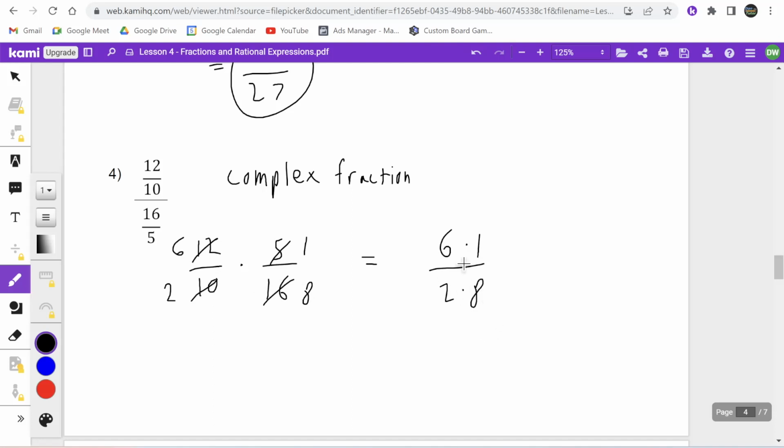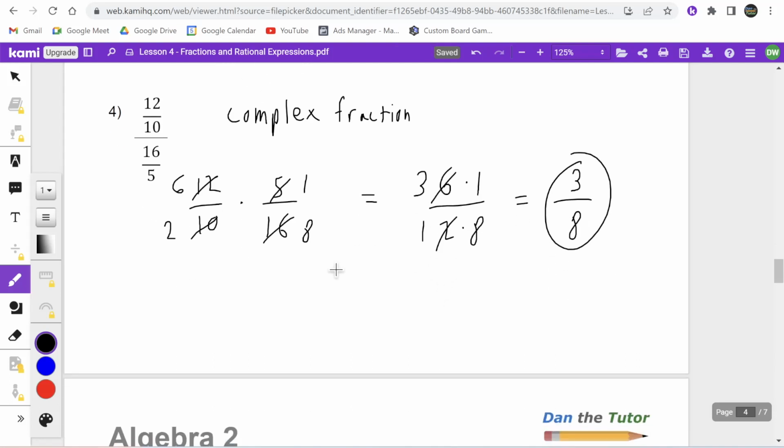As a matter of fact, you can still keep playing this game. In other words, 6 and 2 are both divisible by 2. So that goes to 1. 6 goes to 3. And you'll get a final answer of 3 over 8. Which, by the way, just to show you an alternative way of getting the right answer, at this step right here, when I wrote 6 times 1 over 2 times 8, you can also just multiply right now.